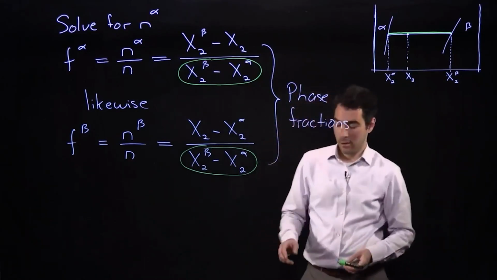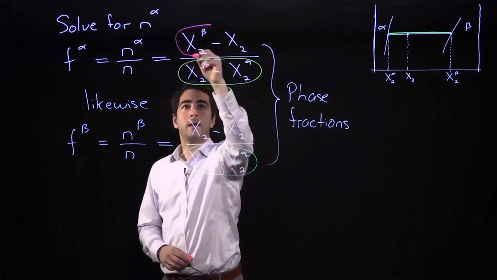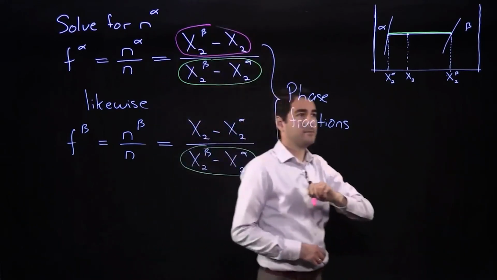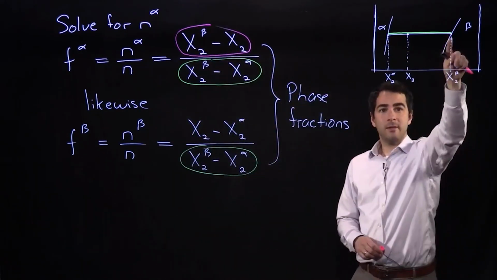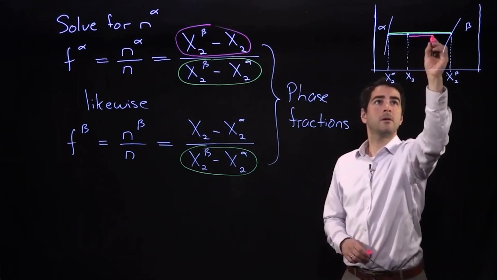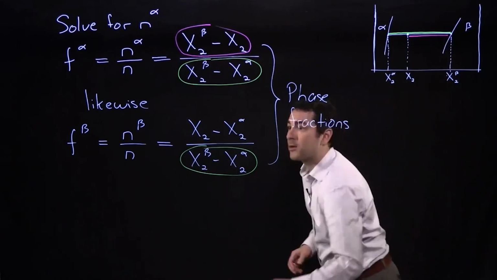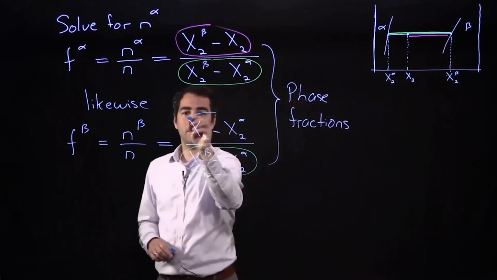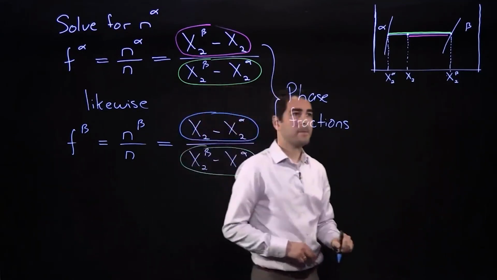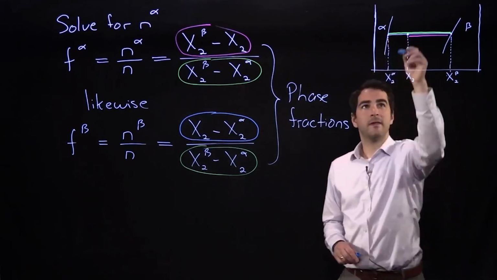Now we'll look at the numerators. Let's start with the numerator here, x2 super beta minus x2. So that's the distance between this point and the overall system composition. It's that length. And I'll use blue for the remaining numerator, which is x sub 2 minus x sub 2 super alpha. So that's this shorter distance from the overall composition to the composition in phase alpha.